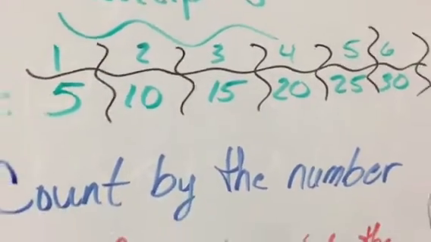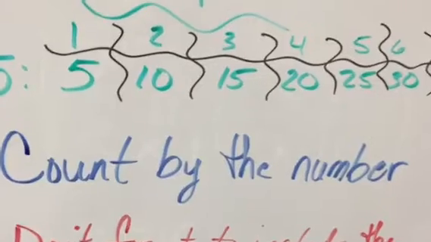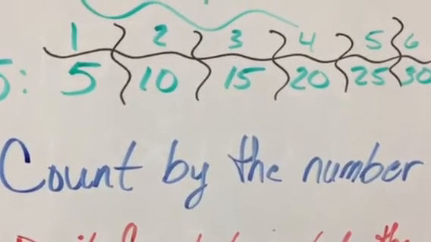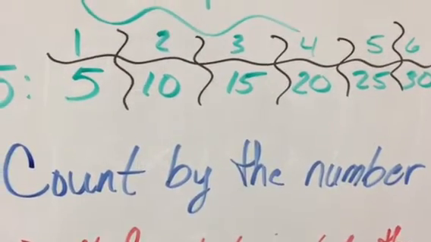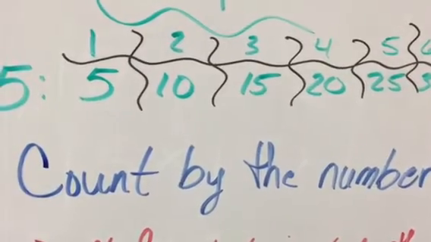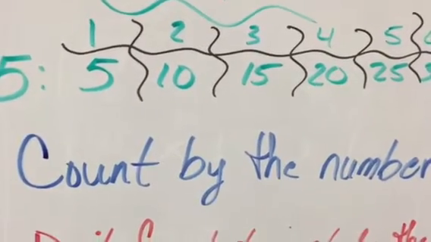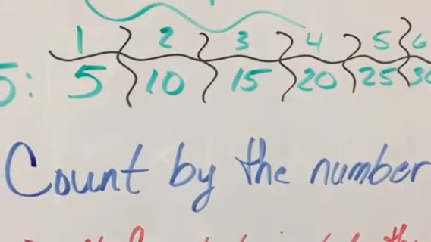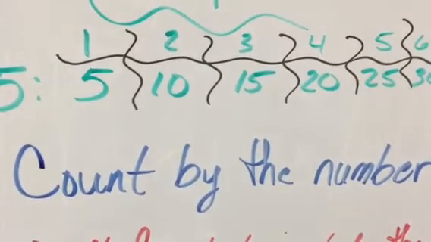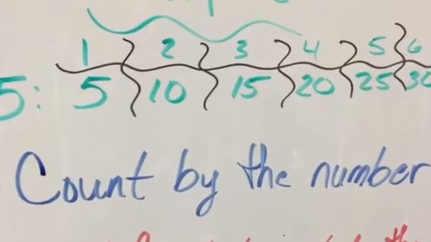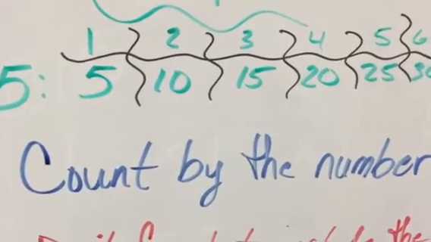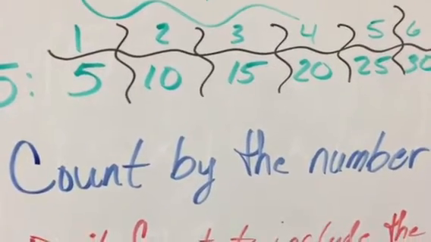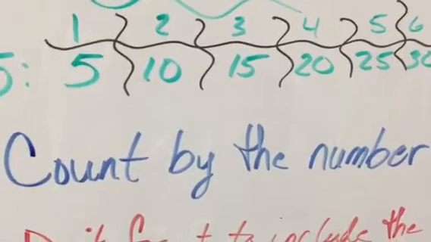Another easy way to think of it is you just count by the number. So if I'm having 2's, the multiples of 2, I could say 2 times 1 is 2, 2 times 2 is 4, 2 times 3 is 6, 2 times 4 is 8, 2 times 5 is 10, and I could do that. Or I could count by the number. 2, 4, 6, 8, 10, 12, 14, 16, and it goes on forever.